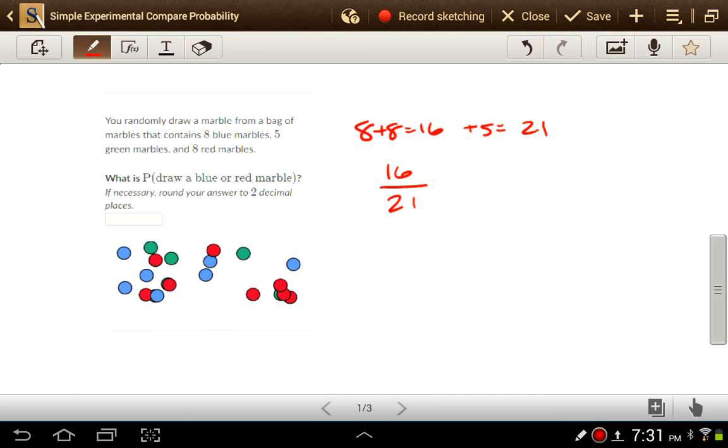The question is asking for you to write it as a decimal to 2 places. So I do 16 divided by 21. And when I do that, I get a decimal that goes pretty long on my calculator, so my answer would be 0.76. That would be 2 decimals. Okay, so that's my probability of drawing a blue or red marble. Okay, go on to example 2.